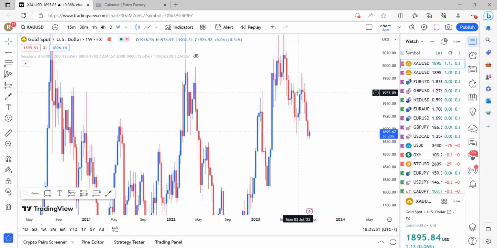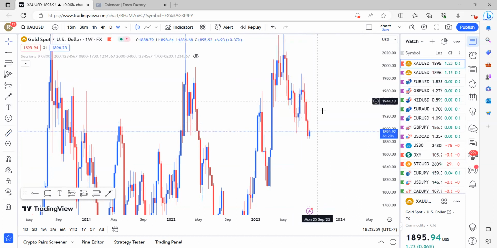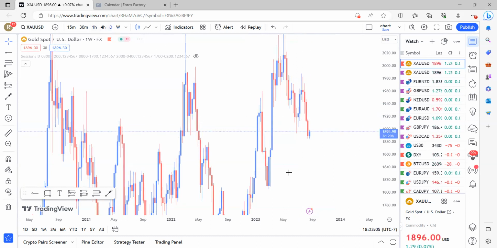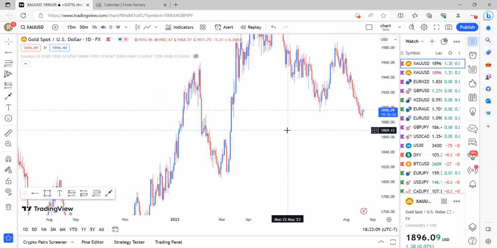Just based off the weekly, though, before we move on, you notice this big push down from 1960s, 700 pips on the weekly without creating a bullish and a bearish candle. So I'm looking for a bit of a retracement just based off this, but let's drop down to the daily time frame and see what we have done.